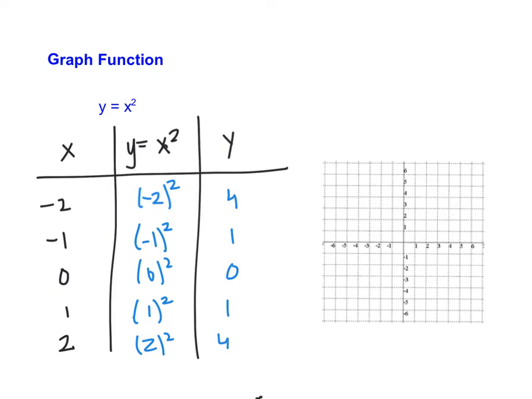So we're going to plot these points. We have -2, +4 is right there. -1, 1, 0, 0, 1, 1, and 2, 4.